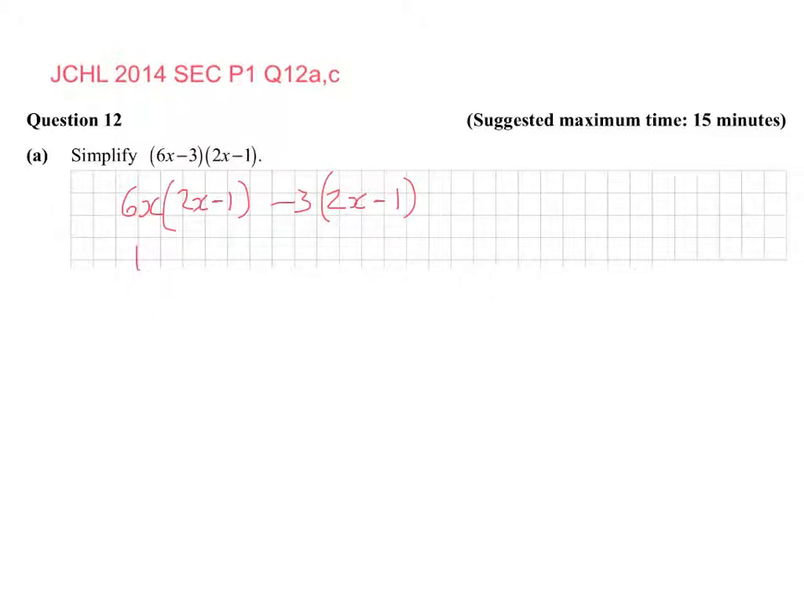6x by 2x gives you 12x squared. 6x by minus 1 gives you minus 6x. Minus 3 by 2x gives you minus 6x. And minus 3 by minus 1 gives me plus 3. The reason being that two minuses make a plus. Lastly, we need to tidy that up, so all the x squareds, all the x's, and any constant values. So 12x squared minus 12x plus 3.